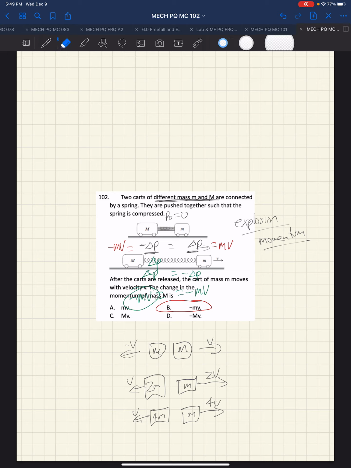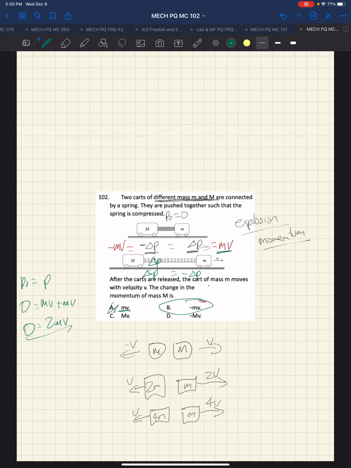Now, how do we know that the other answers are wrong? Let's go through those. We definitely want to make sure we do that. What this one says is that it has exactly the same momentum as the other. Momentum is a vector quantity. If I have mv plus mv, that's going to give me 2mv. Well, the initial momentum should be equal to the final momentum, and the initial momentum was 0. That doesn't equal 0. It must be opposite direction.